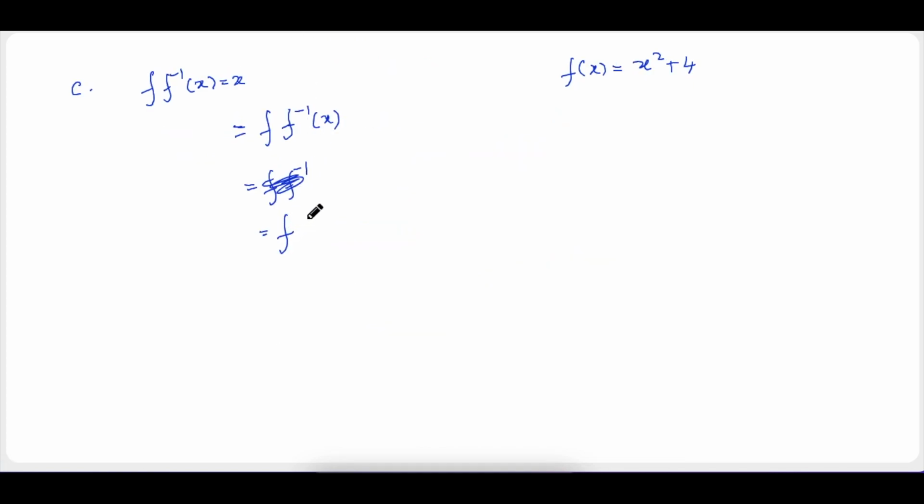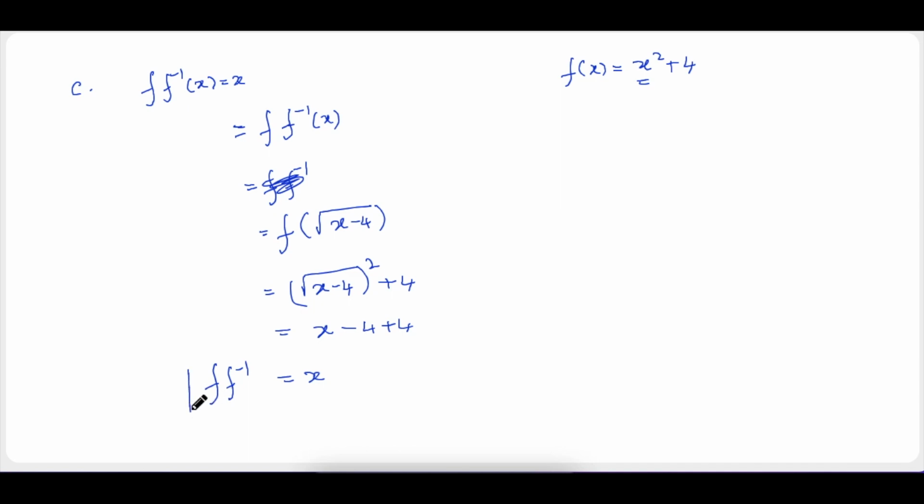So f of root of x minus 4: substitute root of x minus 4 in place of x in x square, equals root of x minus 4, the whole square, plus 4, equals x minus 4 plus 4, equals x. So hence we have proved that f of f inverse of x equals x.